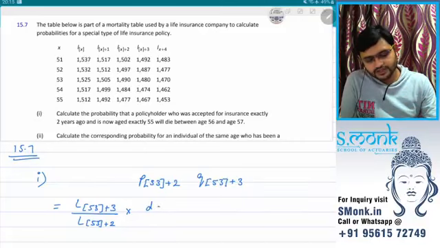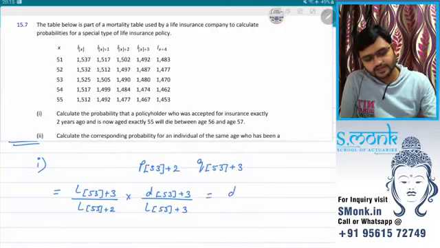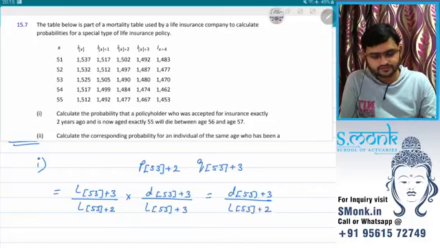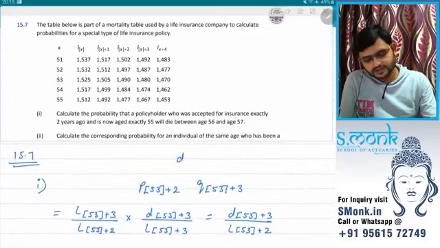So D select 53 plus 3 upon L select 53 plus 3. L select 53 plus 3 cancels out, and this would be D select 53 plus 3 upon L select 53 plus 2. D can be written as dx. Dx is nothing but Lx minus Lx plus 1. This is what our dx is.